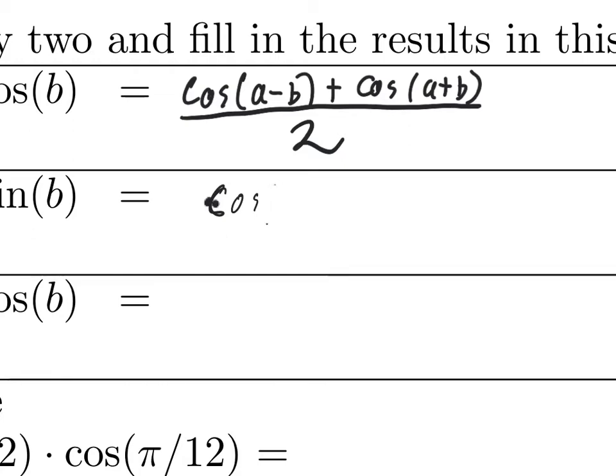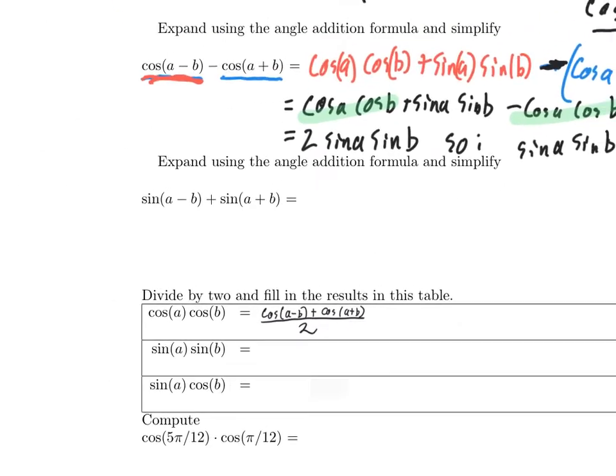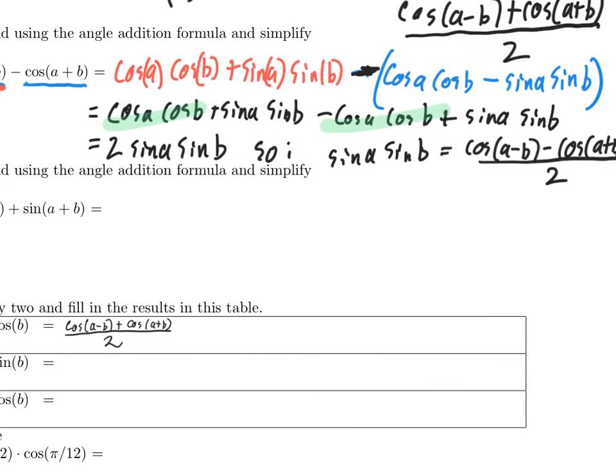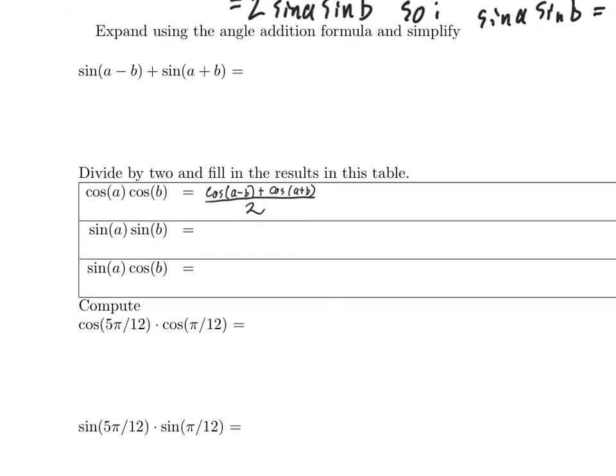So, where were we? That's right. I was about to fill in what the sine of A times the sine of B is, which we just discovered. Sine A sine B is cosine A minus B minus cosine of A plus B, all that over 2.